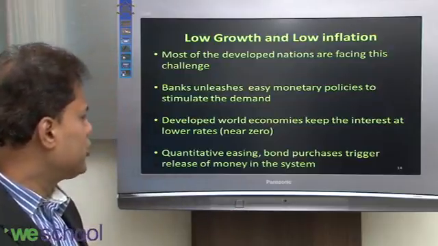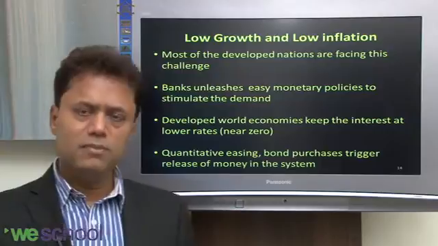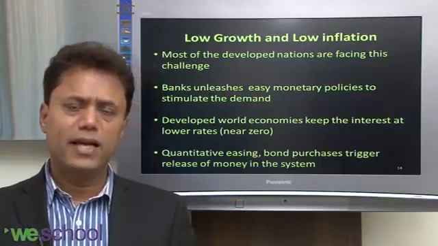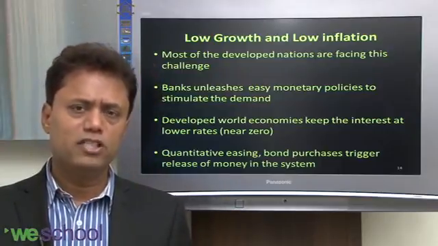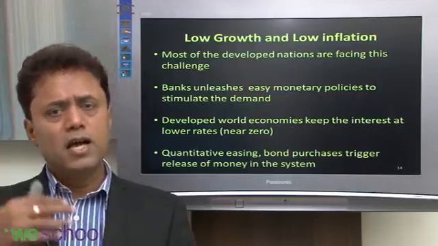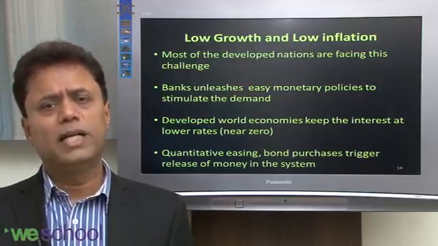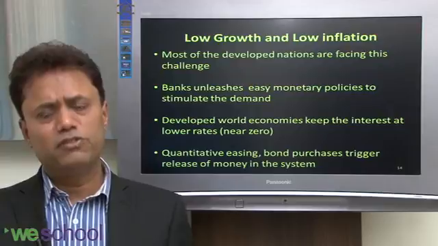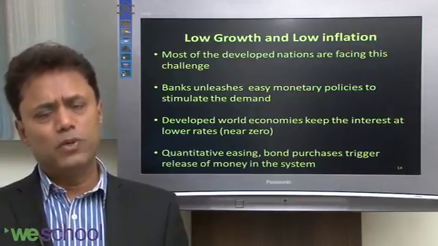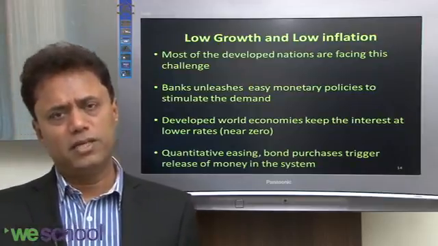Quantitative easing and bond purchases trigger release of money into the system. The Federal Reserve of the US had been going through quantitative easing 1, 2, and 3. Now QE3 is running, and now it is being tapered. The taper of the QE3 program will pull money back out of the market.